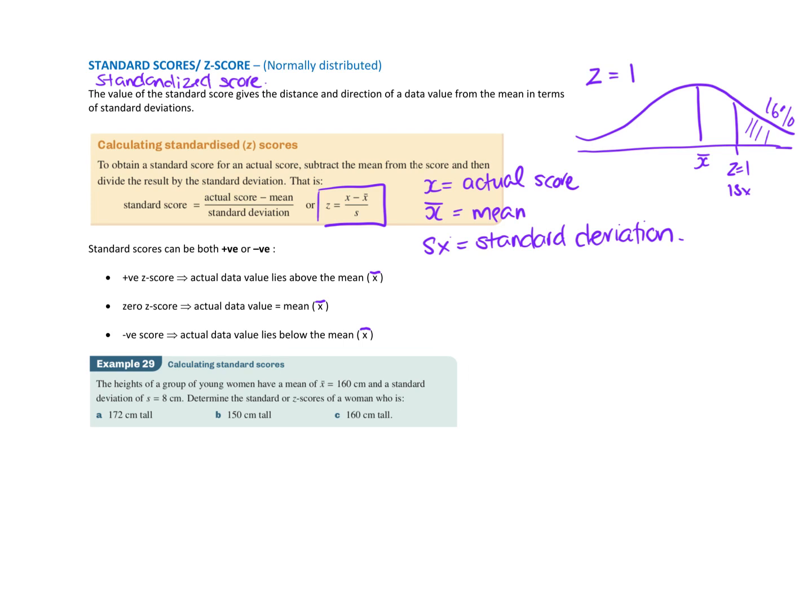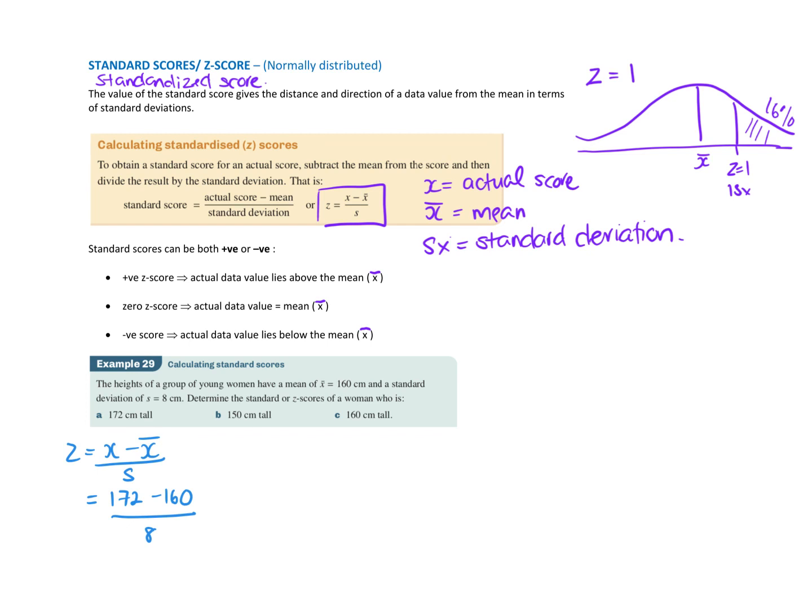Okay, so we're going to do these examples now. The heights of groups of young women have a mean of 160 centimetres and a standard deviation of 8. Determine the Z-score for each of these women. I'm just going to write the formula. The formula is your actual minus the mean over standard deviation. In this first example, the woman is actually 172, minus the mean, which is 160, and I divide it by 8.